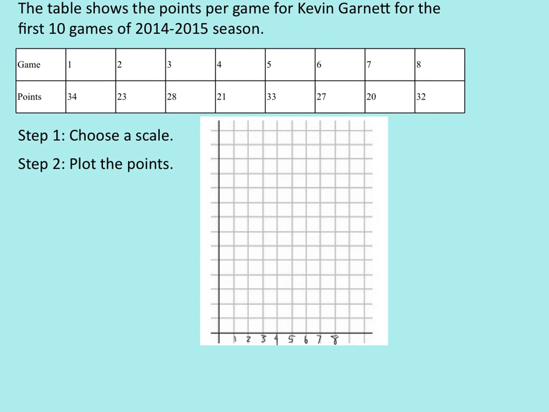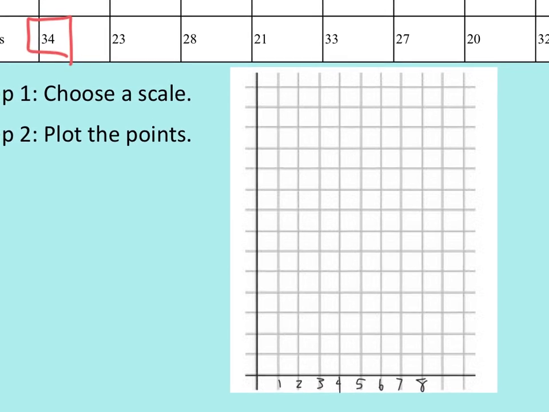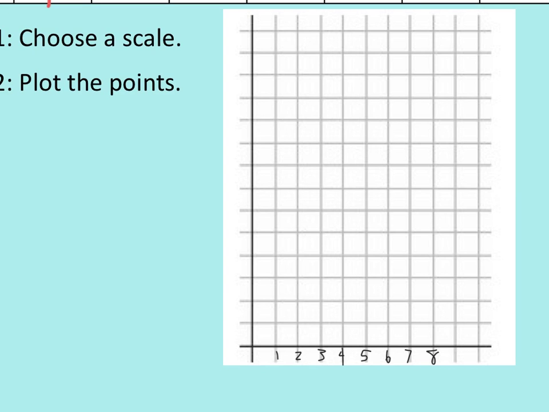On the y-axis, however, find the biggest number in this table. The biggest number in this table is 34. For 34, I don't have enough space to just go by ones up the y-axis. So we need to pick a different value. And to decide what that value is, let's count how many units there actually are on the y-axis. So there's 1, 2, 3, 4, 5, 6, 7, 8, 9, 10, 11, 12, 13, 14 spaces going up that side.